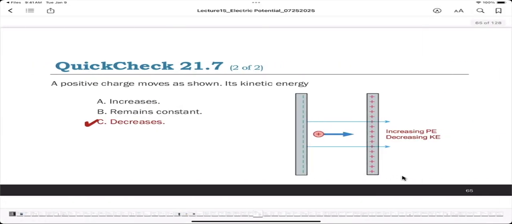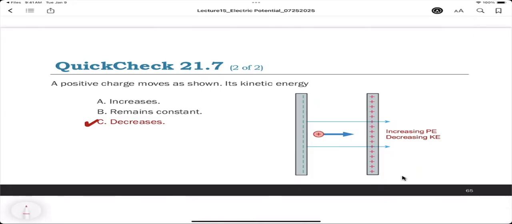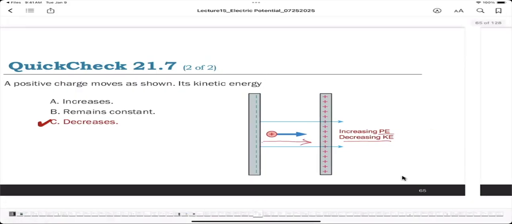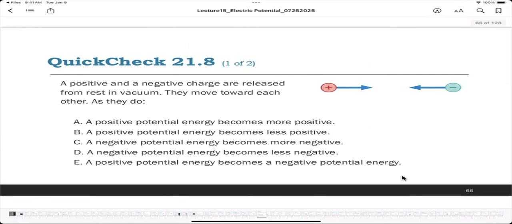Yeah, so you can see from this direction to this direction, the kinetic energy will decrease, but the electrical potential energy will increase. Okay. Let's check the other one.